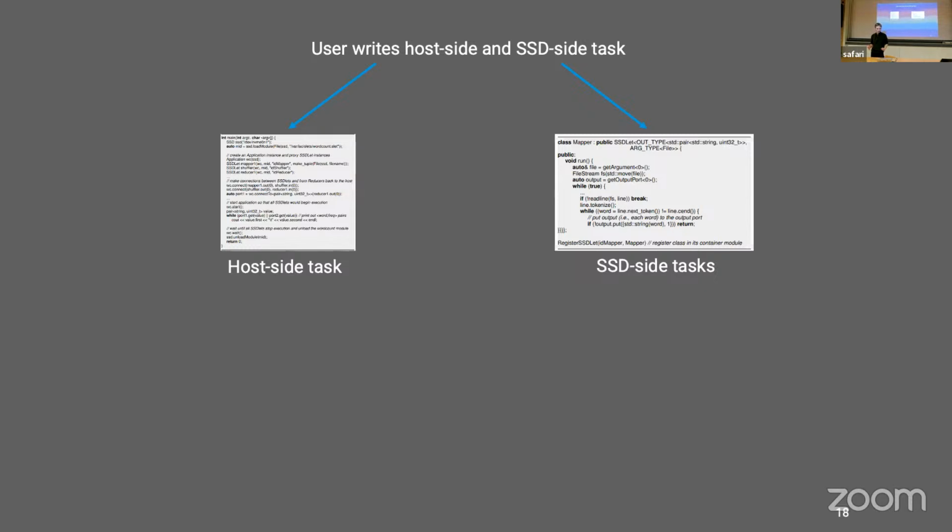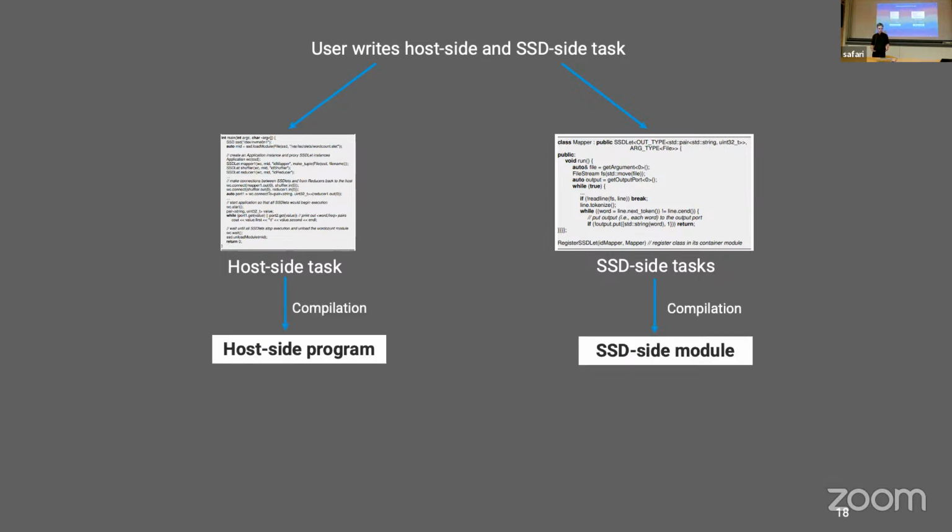Here I will show you how your workflow as a user of this framework would look. You first write a host side task, in C++ in this case, and the SSD side tasks. SSD side tasks are all the SSD-lets you need. And the host side task is the coordination and maybe additional execution on the host. After it gets compiled down to the host side program and the SSD side module, the host side program is loaded on the host computer, and the SSD side module is loaded into the SSD. And after that, you're basically ready to execute your tasks.